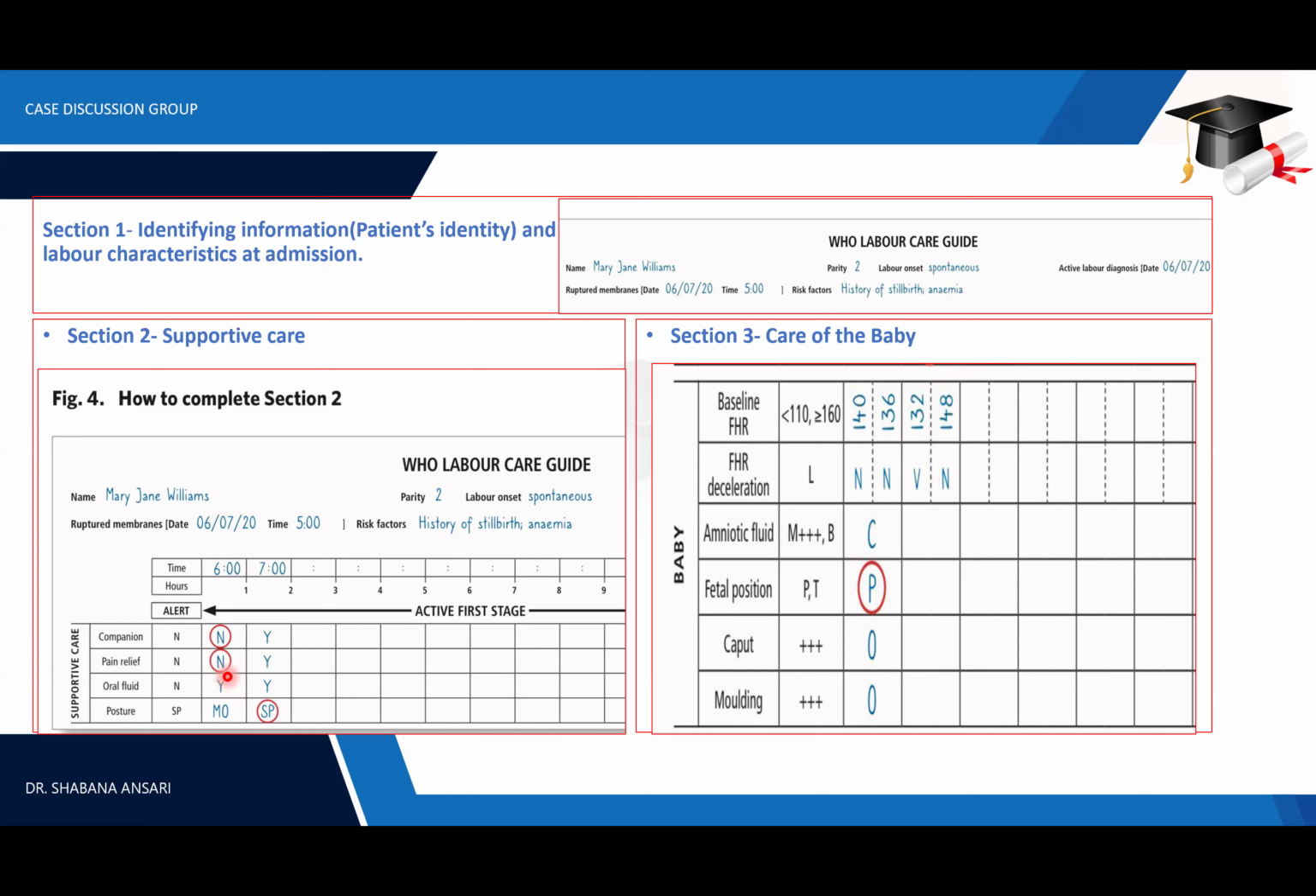Now you can see oral fluid also. If no oral fluid, it will be another alerting point. But here she is taking oral fluid, so that's why they have written Y for both hours.